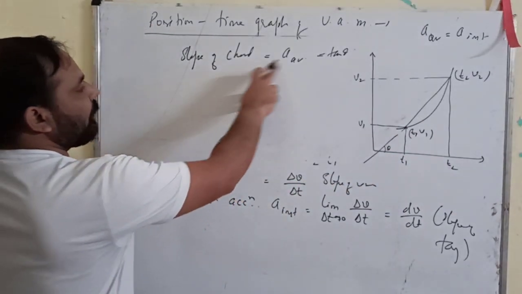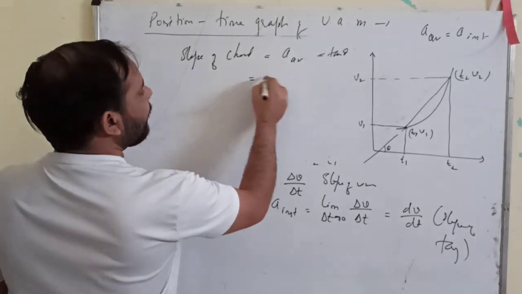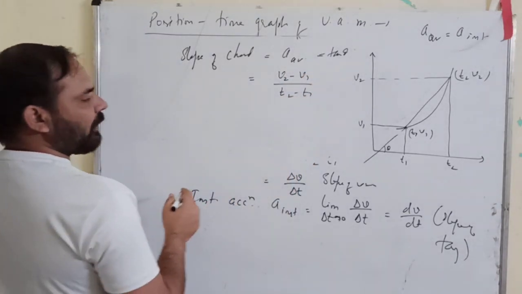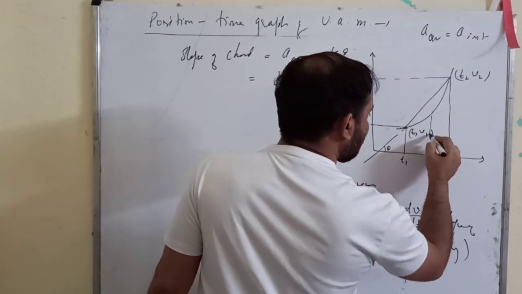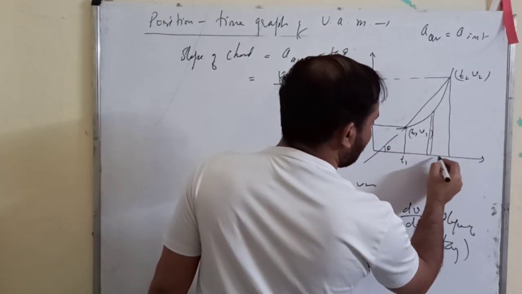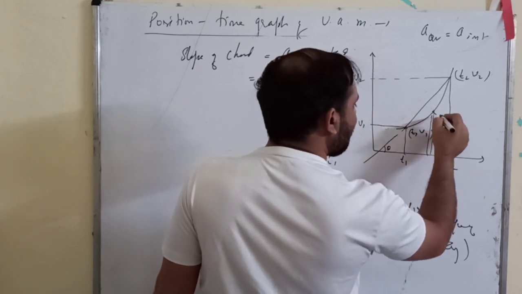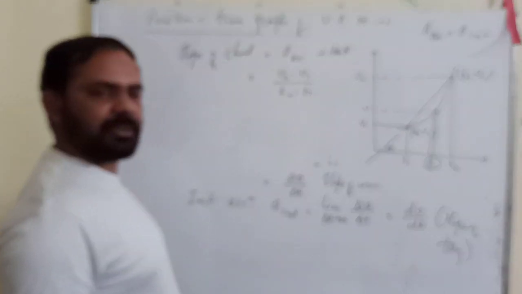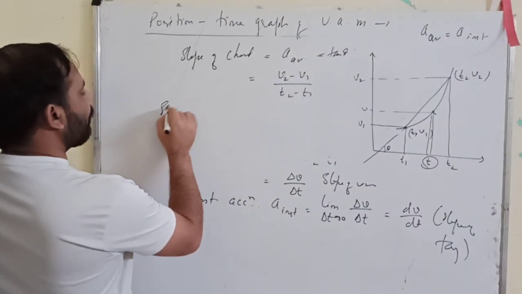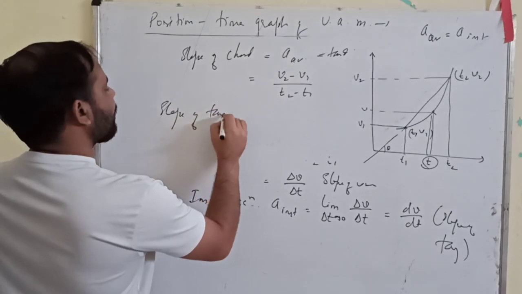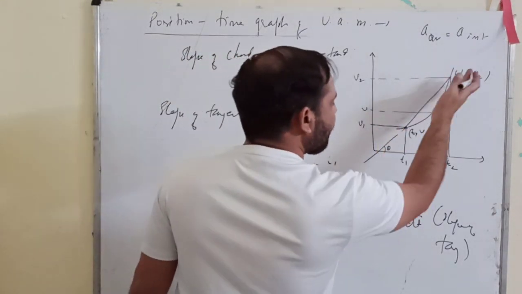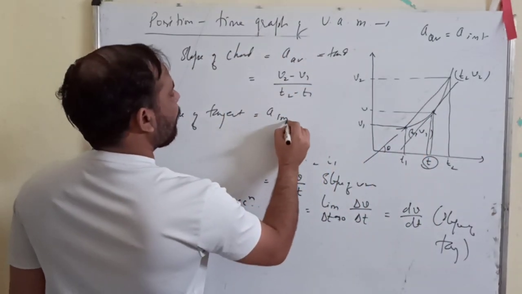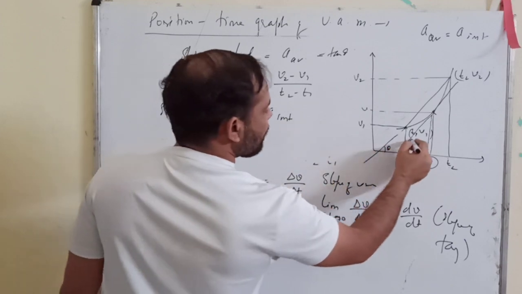Okay, so the slope of the chord will give you the average acceleration and will be given by V2 minus V1 upon T2 minus T1, right? If I make this interval infinitesimally small, if I bring them so close that it becomes an instant, then there the velocity will be v, and let us suppose that the instant is t. Then the slope of the tangent, because this chord in that case will become the tangent.